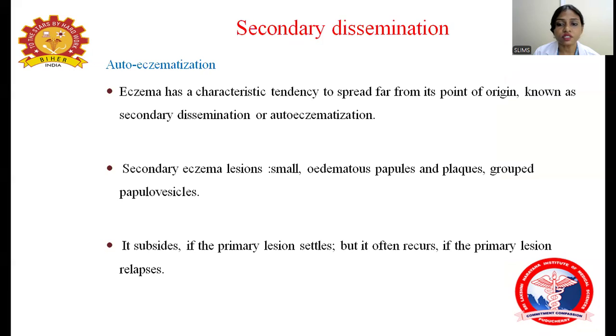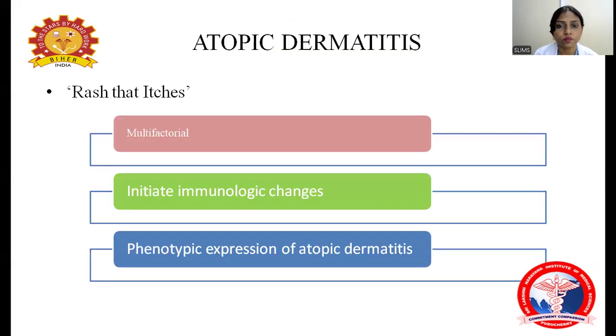These secondary eczema lesions will be small, they will be papules or plaques, and they can be grouped papulovesicles. They subside only when the primary lesion settles down, but they can also occur as a recurrence if the primary lesion relapses. So, secondary dissemination occurs at a site far away from the site of eczema, and once the primary eczema resolves, the secondary dissemination also resolves, and when the primary lesion relapses, the secondary lesions can also recur. That is a unique feature of autoeczematization.